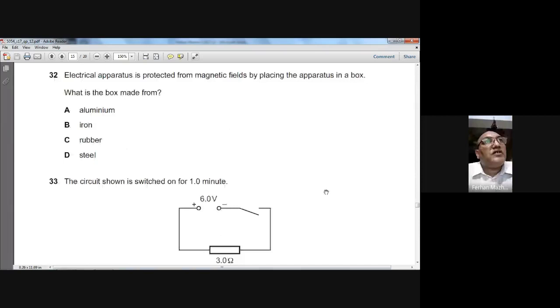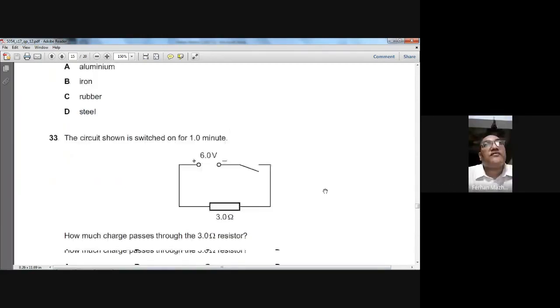Question number 31, D is the choice. 32. Electrical apparatus is protected from a magnetic field by placing the apparatus in a box. What is the box made of? He's talking about magnetic screening. Magnetic screening is always done with soft magnetic material, iron. So B is the choice. Question number 32, B is the choice.